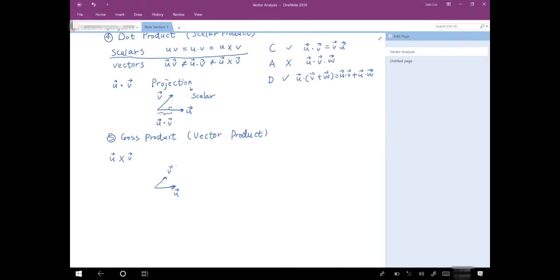And to determine the direction, we need to use the right-hand rule. For U cross V, you rotate from U to V using your fingers, and then take a look at the direction of the thumb. That's going to be the direction of the cross product of U and V. So in this case, W is normal to the surface of U and V. This is W, and this is the direction. What about the magnitude?